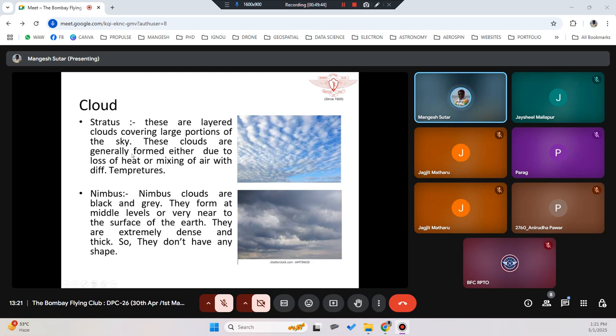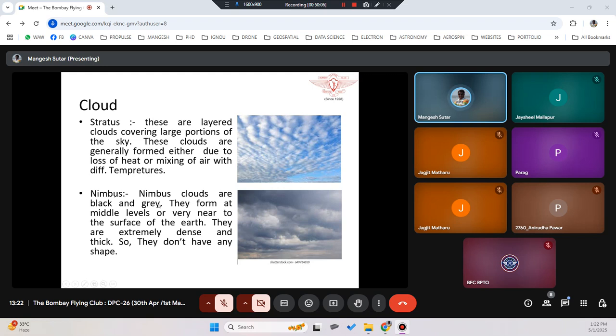These clouds are generally formed either due to loss of heat or mixing of air with different temperatures. Normally you see this in the months of May and June. This basically happens when evaporation takes place. So in Mumbai you will see this type of cloud formation in May, June.